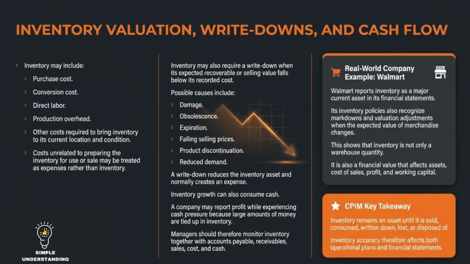CPIM key takeaway. Inventory remains an asset until it is sold, consumed, written down, lost, or disposed of. Inventory accuracy therefore affects both operational plans and financial statements.